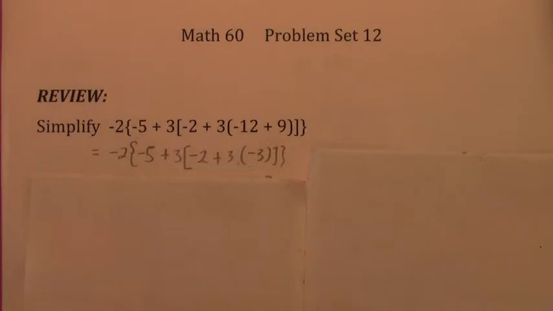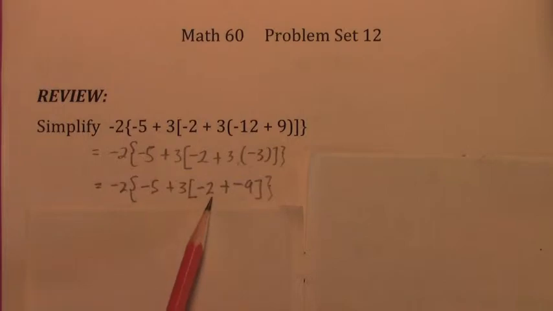Alright, so if I were to simplify this, I'd work inside the parentheses, right? And you add the negative 12 and 9 and get negative 3. I'd write the whole problem down carefully. Inside the square parentheses, I'd probably do the multiplication now. 3 times negative 3 is negative 9. Then inside the square parentheses, I'd add the negative 2 and the 9 and get negative 11.